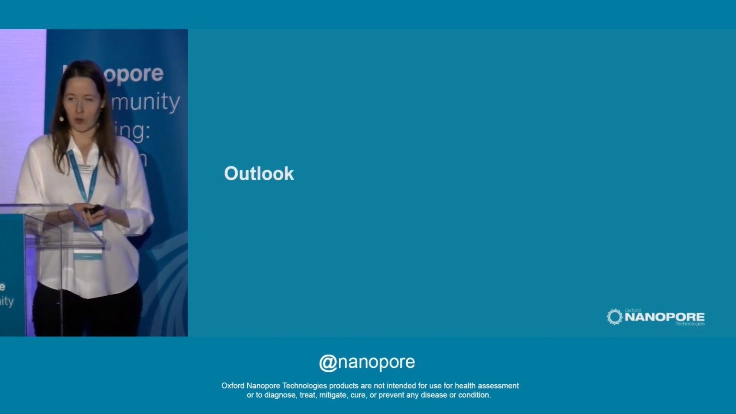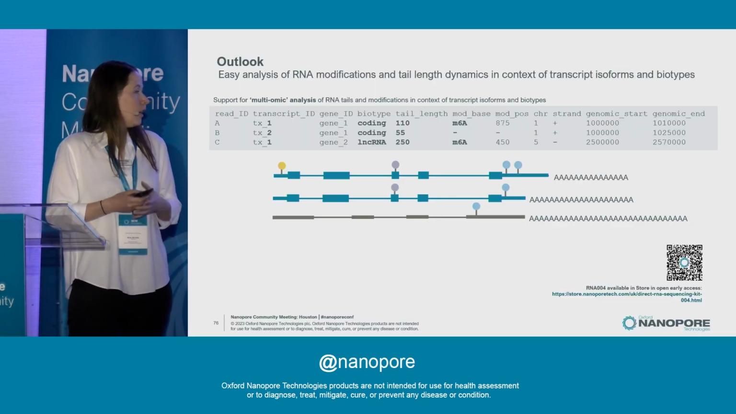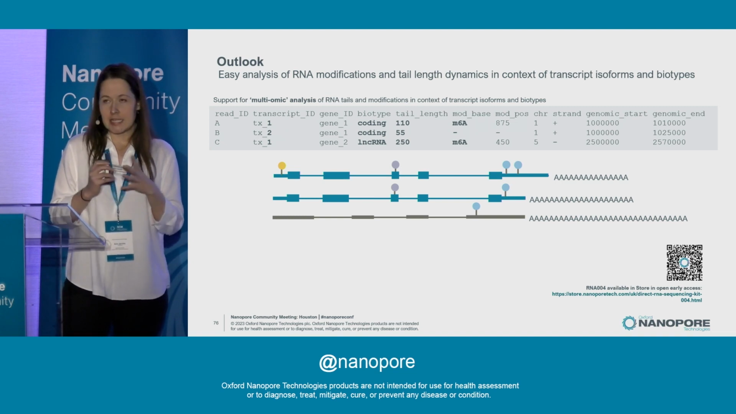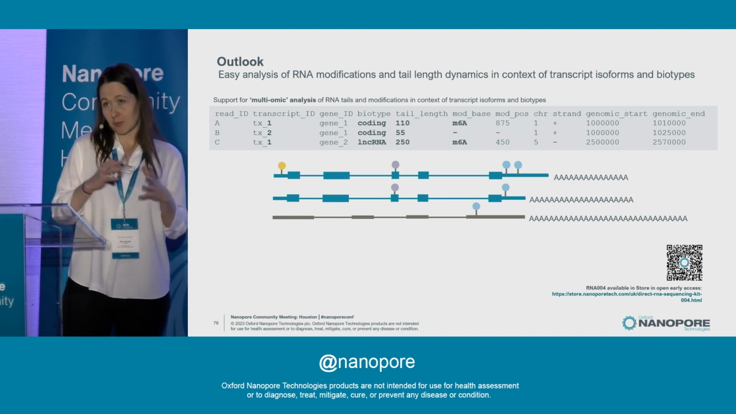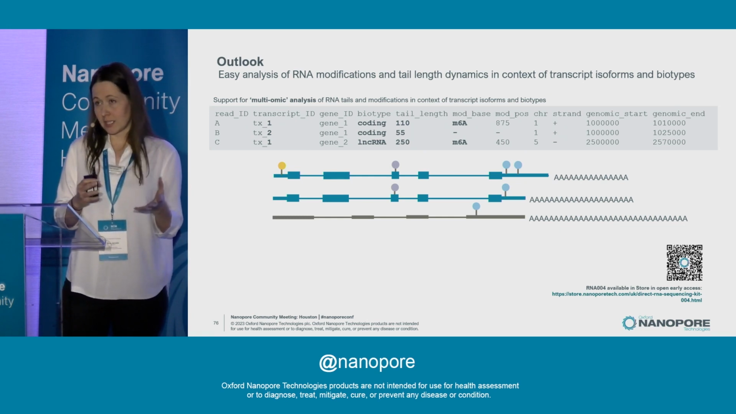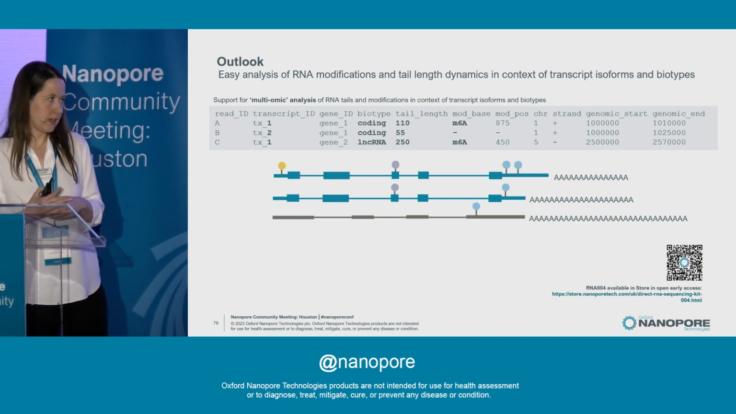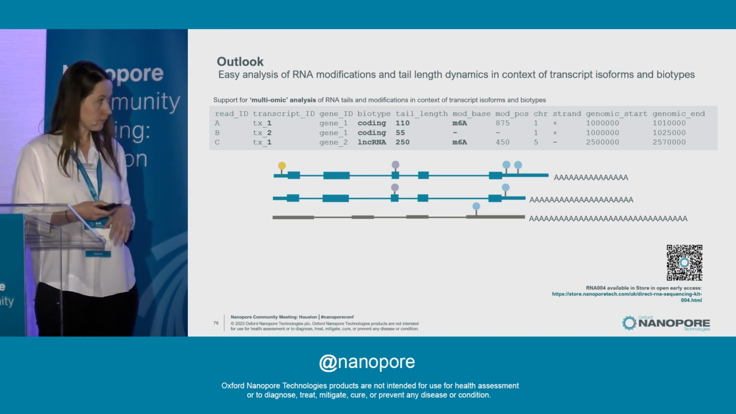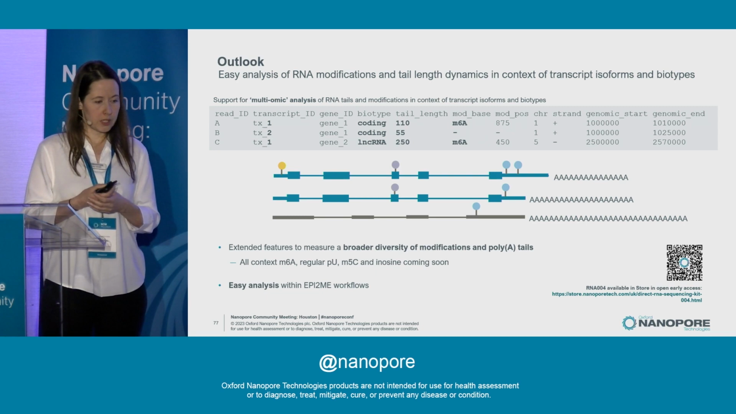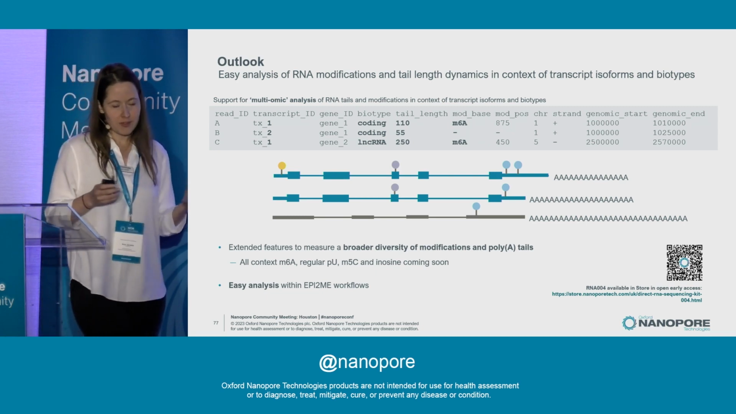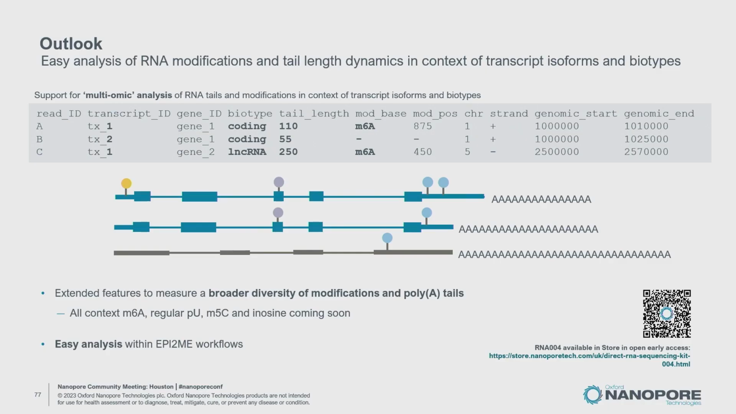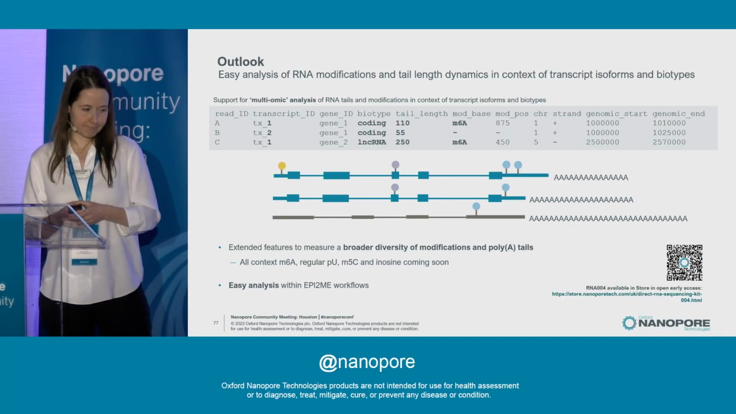Okay, so where are we going with this? We want to enable an easy analysis of these RNA modifications and poly-A tail lengths in the context of transcript isoforms and also biotypes, so different protein-coding and non-coding genes. We're also working to diversify or extend the features we can measure: broader or different types of RNA modifications, also RNA modifications and different types of poly-A tails as well.